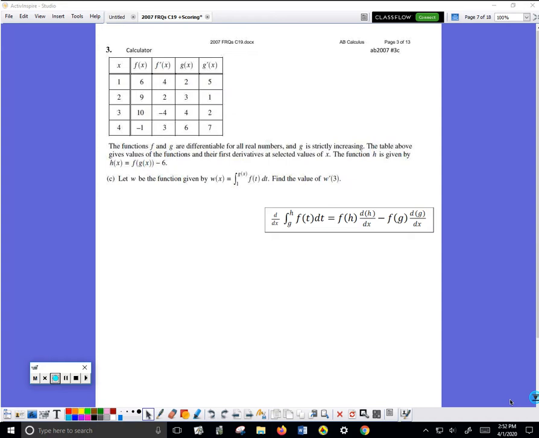They're really good at giving you new problems. This 2007 FRQ is especially true of that. They just found creative ways to make everything look different. So I don't hurry, I just be deliberate. So I have this formula for W, and then they ask me to find the derivative of this formula when x equals 3.